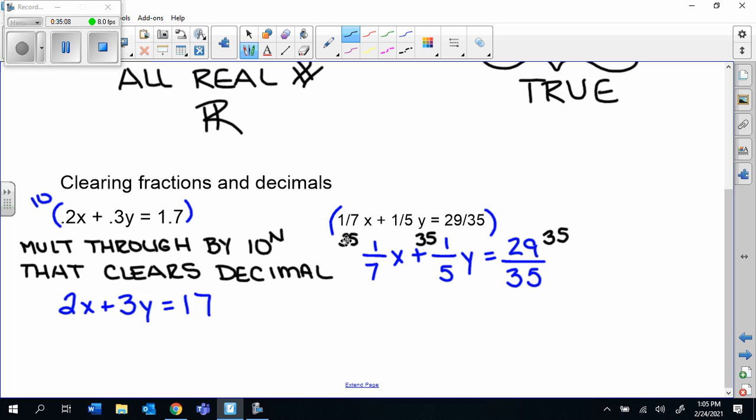So if I multiply this through by 35, 7 goes into 35 5 times. 5 times 1 is just 5x. If I multiply this by 35 and the denominator is 5, 5 goes into 35 7 times. 7 times 1 is 7y. And here, if I multiply by 35 and divide by 35, that just goes away, and you get that.